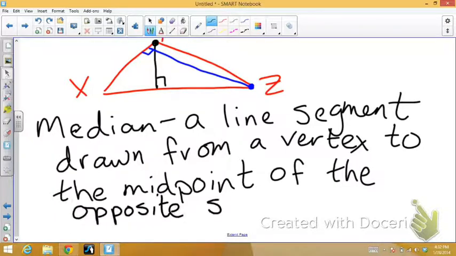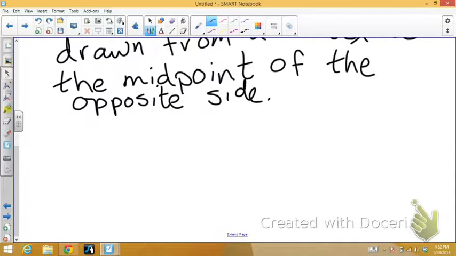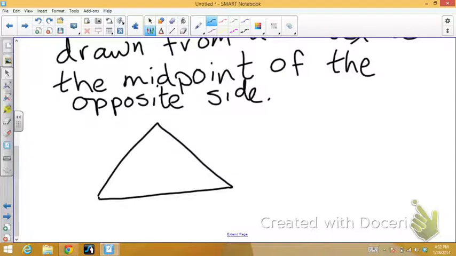Now again, this works for any triangle. So I'm going to draw a random triangle. Let's label this one ACT. So if we're drawing to the midpoint, we're drawing from a vertex, let's pick vertex A. And if we're going to a midpoint, we would need to know where's halfway on this line that's opposite from that vertex. So halfway, which right now we just have to guesstimate. We're going to learn ways to find it exactly, but right now we're going to guesstimate.